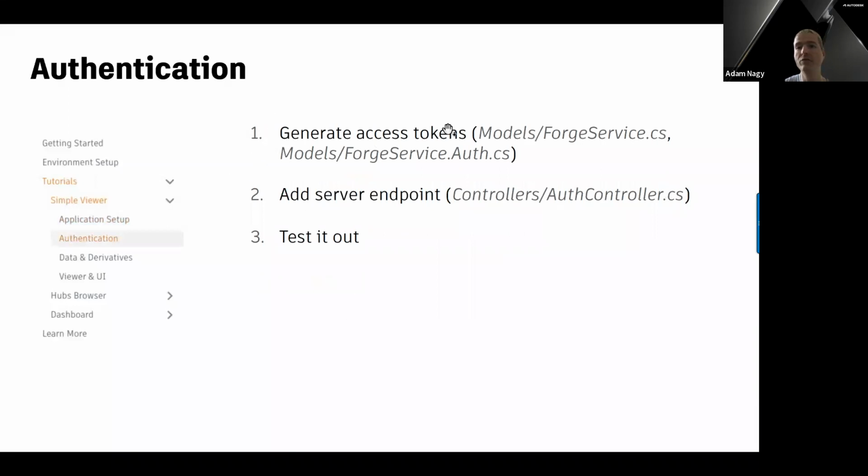And then we'll create the first services. So this is again the ForgeService.cs file and the ForgeService.Auth.cs file. These are the files where we are going to generate the code that will be talking directly to the Forge services from the server. And then we are going to expose a server-side endpoint inside the AuthController file that our client-side code, using JavaScript from the browser, will be able to access and call. And then we are going to test that out as well.